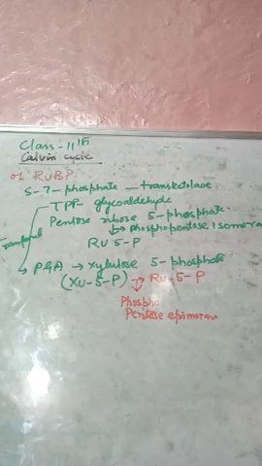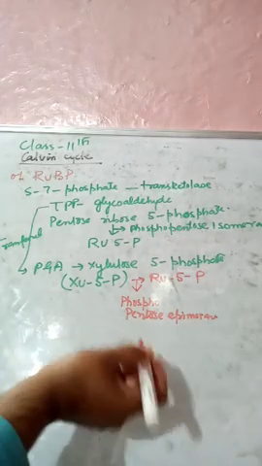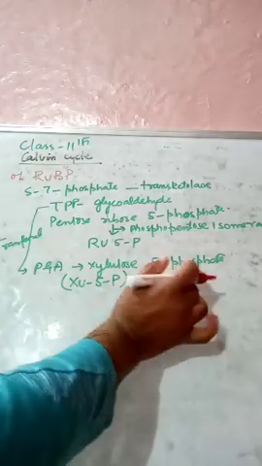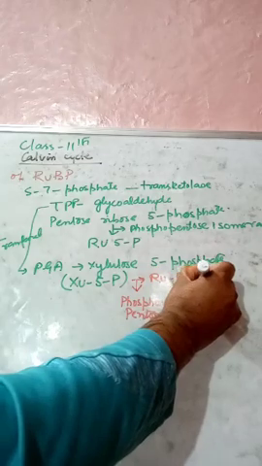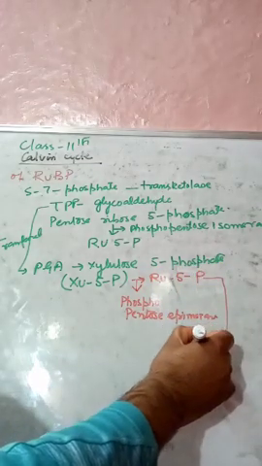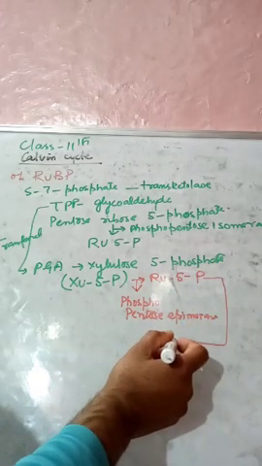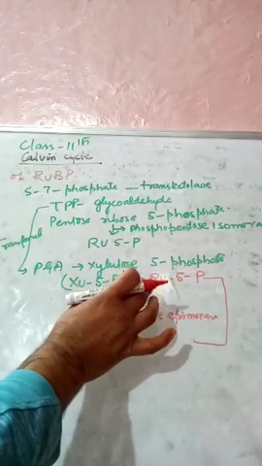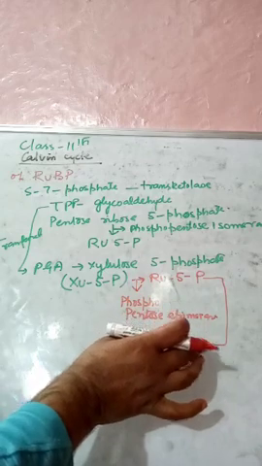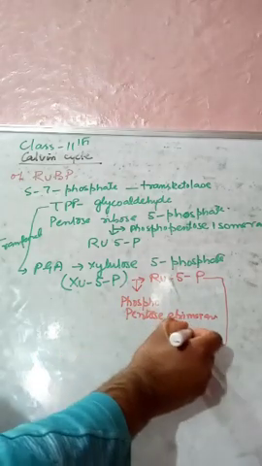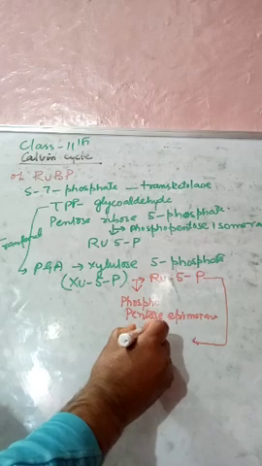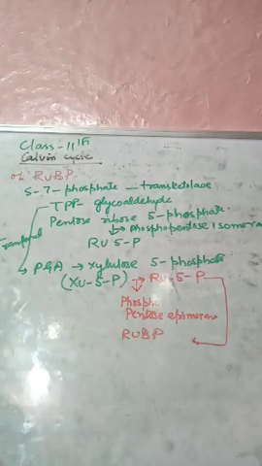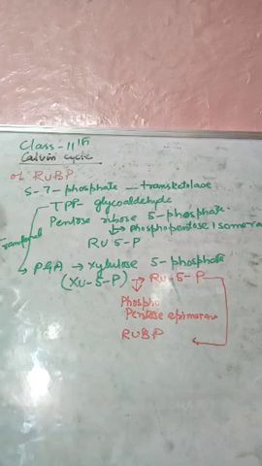And this ribulose 5-phosphate is then phosphorylated. What we see here is that it ultimately forms the ribulose bisphosphate and ADP. In this way, this whole reaction gets concluded.